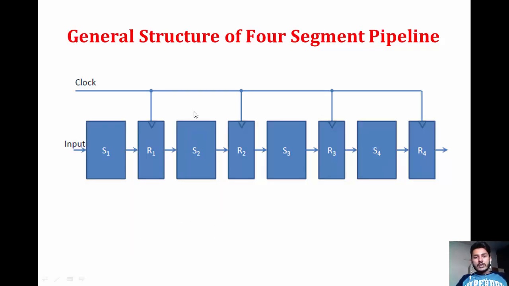Okay, so the general structure of a 4-segment pipeline. Let's say we have 4 segments, so every task will be achieved with the 4 segments. In segment 1 it will receive some value, it has some operational unit where some operation is performed on the data, and the result of the first segment is stored in R1. The same result from R1 is then passed as an input to segment 2.